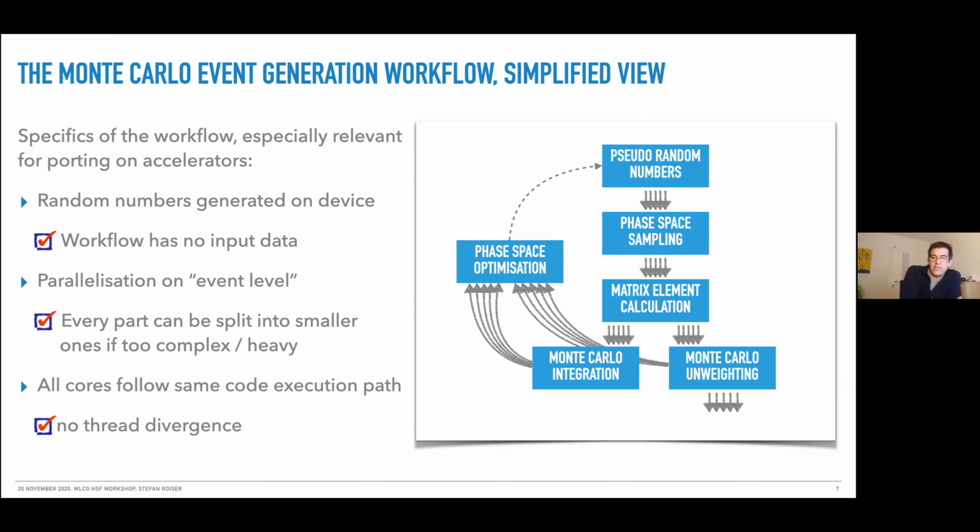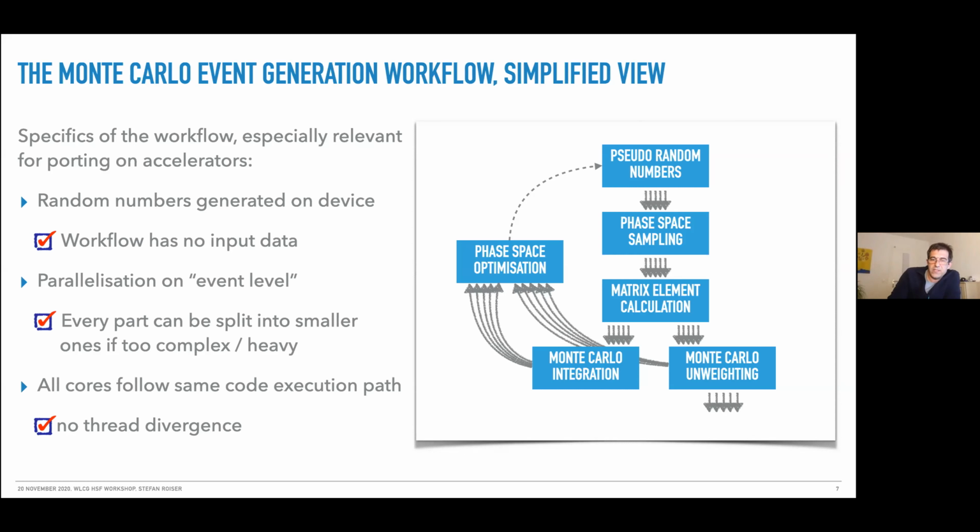For the parallelization, we have chosen to parallelize at the event level. If you take a CUDA core, one core goes through the whole chain of random number generation, phase space sampling, matrix element calculation, and so on and so on. And if you have 2,500 of those cores, you basically run 2,500 events at the same time.